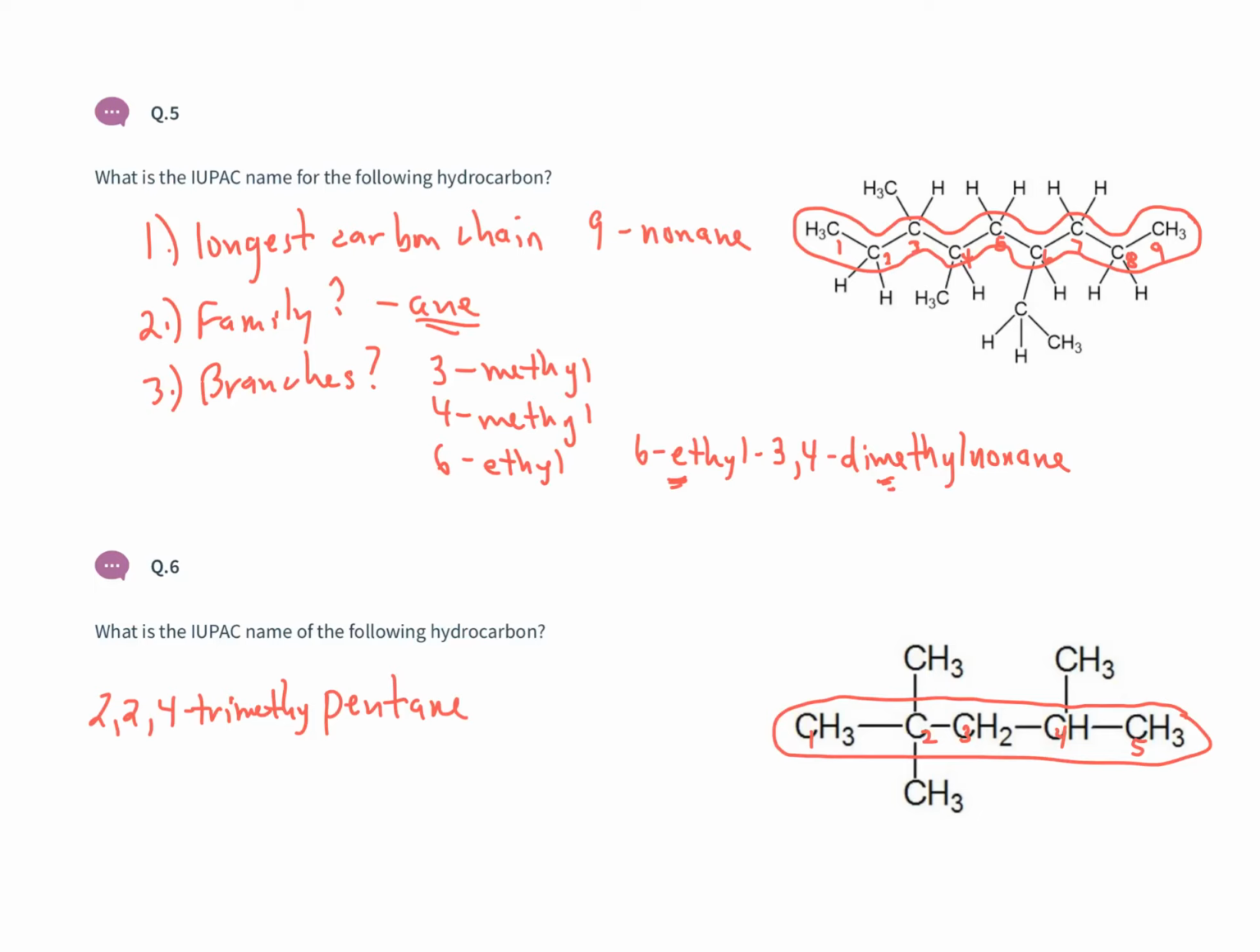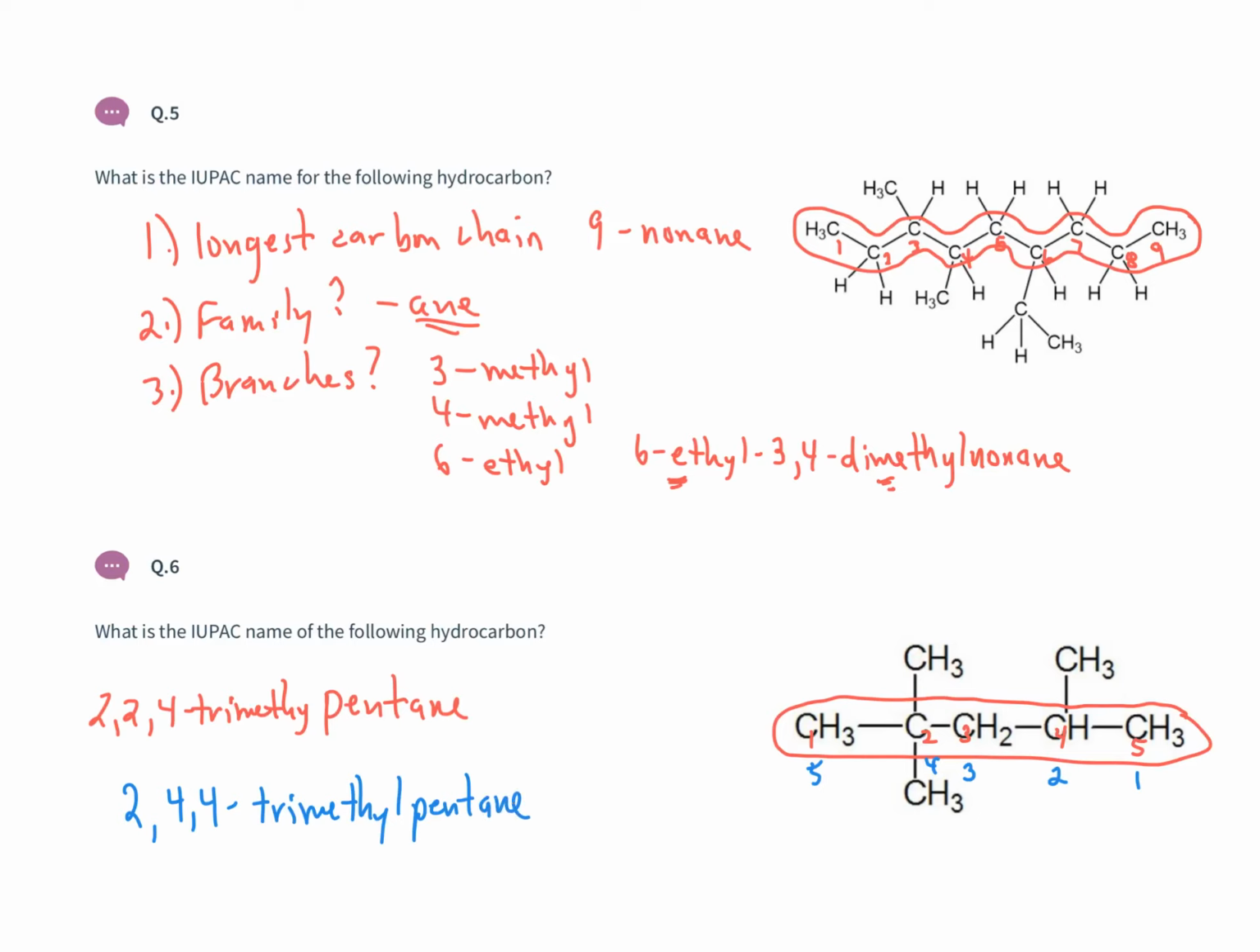And so you may be asking yourself, well, what about if I counted this from the right? And so if we counted this from the right, we'd have 1, 2, 3, 4, and 5. So we still get to the first branch with the number 2. However, we want the lowest total numbers possible. And so if we had counted this from the right, we would have 2,4,4-trimethylpentane.